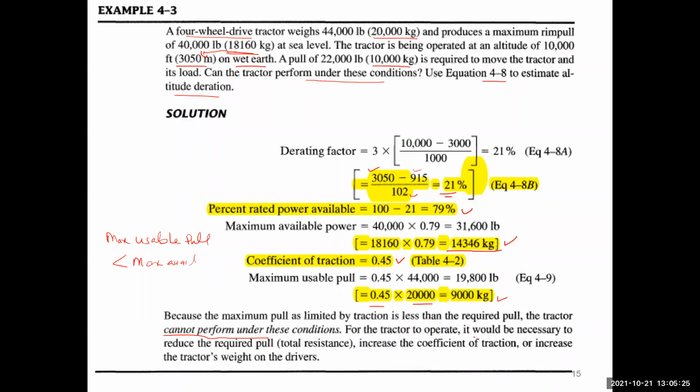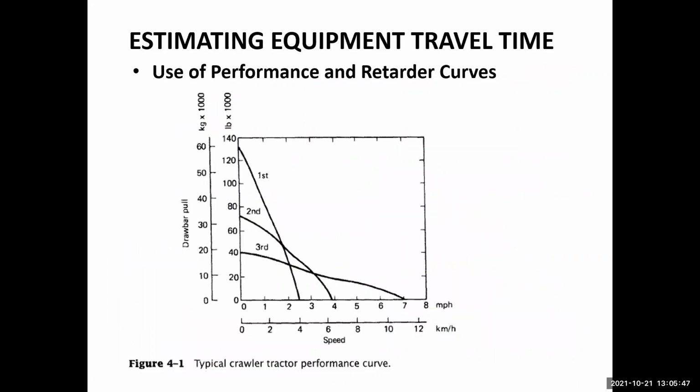Some of the steps which can be taken to improve this situation have been given, like increasing the tractor's weight on the drivers and increasing the coefficient of traction. It should be improved. Okay, so this was the four-wheel drive tractor.